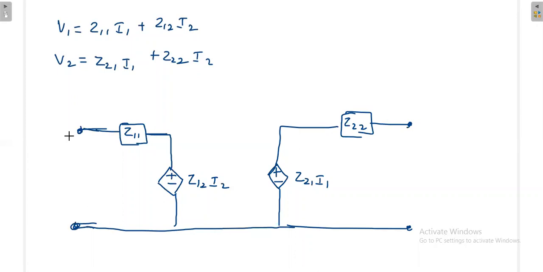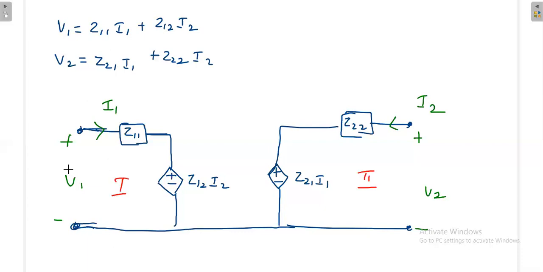Once we have constructed the network, this is plus minus V1, and I1 is the current entering. This is plus minus V2, and I2 is the current entering. Now you apply the KVL in the input loop, and you apply the KVL in the output loop. Once you have this structure, some voltage source may depend on the current or voltage elsewhere, but you can independently write the KVL in the first loop and the second loop.